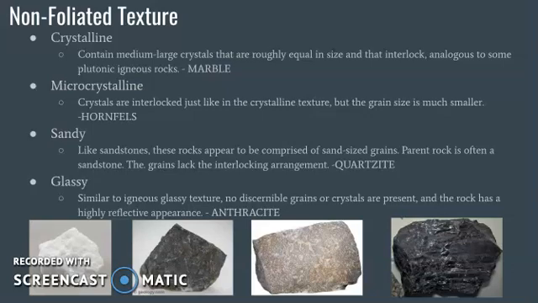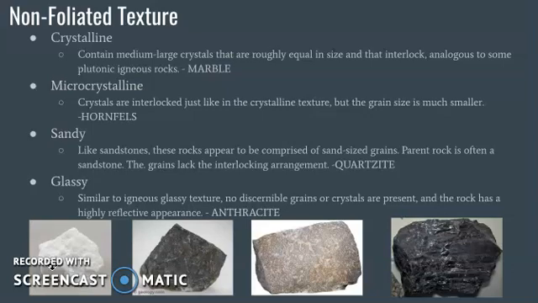Now we'll take a look at non-foliated texture. Our first non-foliated texture is crystalline, and the crystalline metamorphic rocks contain medium to large grained crystals that are roughly equal in size and that interlock. And this could be analogous to some plutonic igneous rocks. The common crystalline metamorphic rock is marble, which is the bottom left image within the slide.